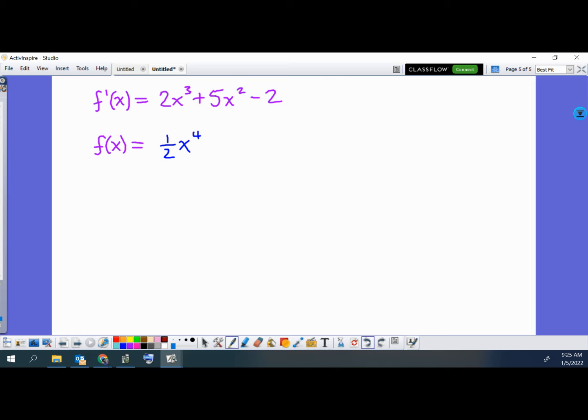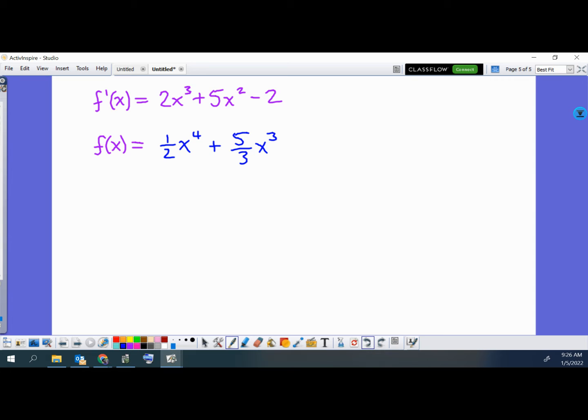Somebody else? Sydney? 5 over 3 x to the third. Again, double check. If you bring the 3 down and multiply, it'll cancel the 3 on the bottom, right? They'll reduce to a 1, and we'll get 5. Subtract 1 from the power, we get 2. That works. Very good. What about the minus 2?